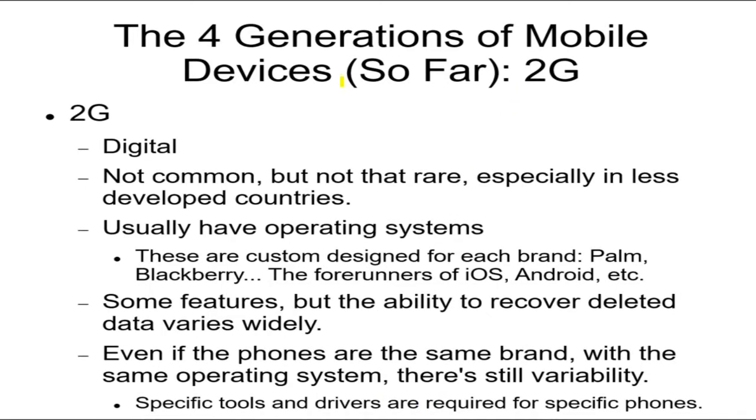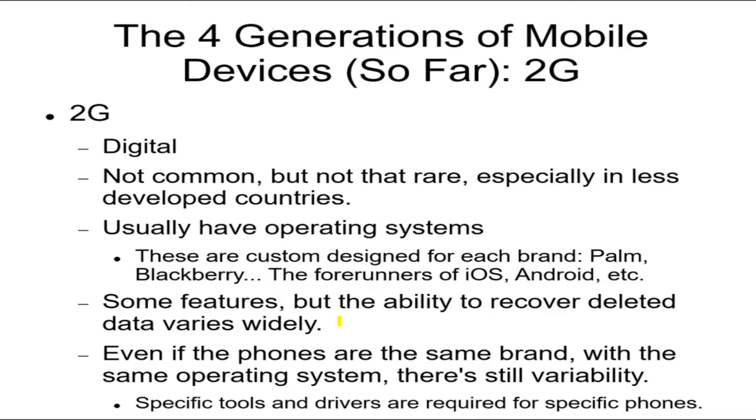The 2G, that is digital. It's not analog anymore. This is digital, and these, again, are not common, especially in the more developed countries. But you go in less developed countries, they can be found. So for crimes involving people with that, we might need to know about these 2G mobile devices. These have operating systems. They're different for every brand. The Palm, the BlackBerry. They might not be familiar to people now, but these are the forerunners of the iOS and the Android that we have now.